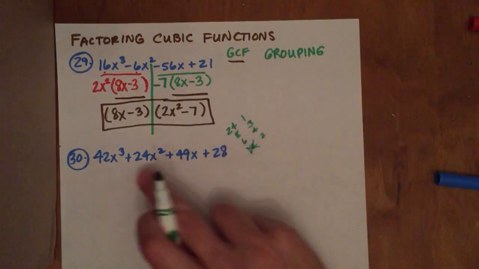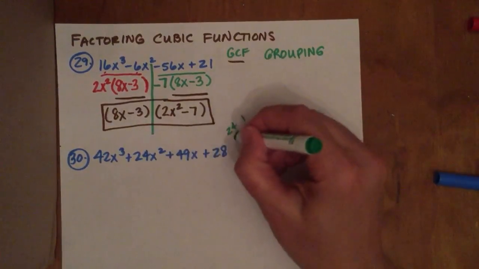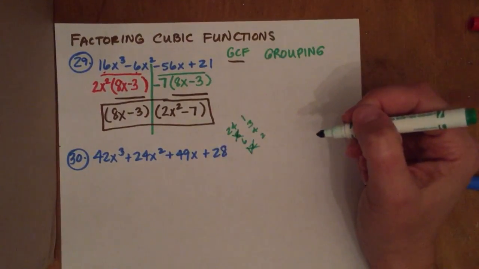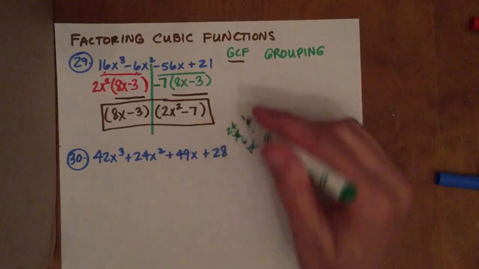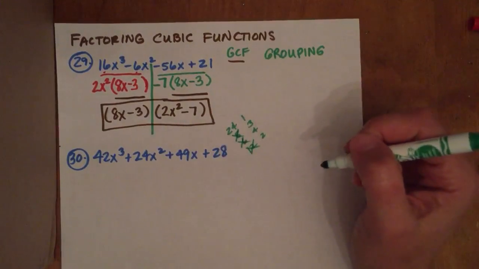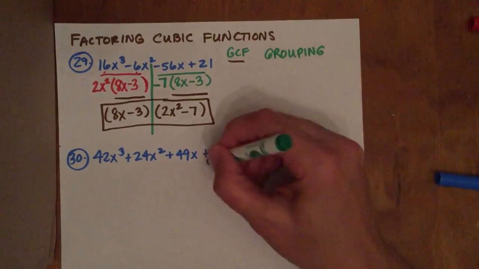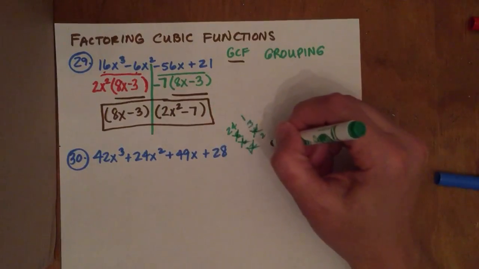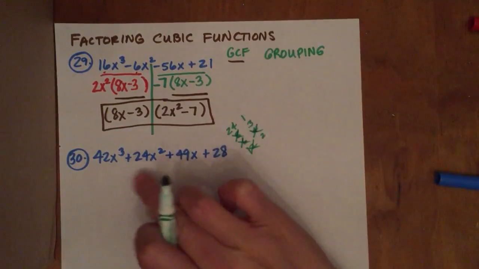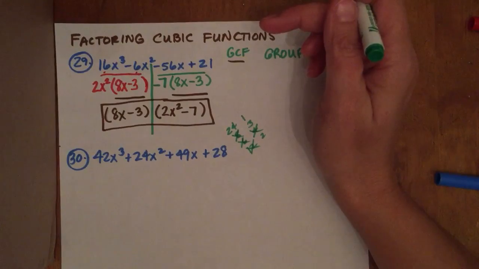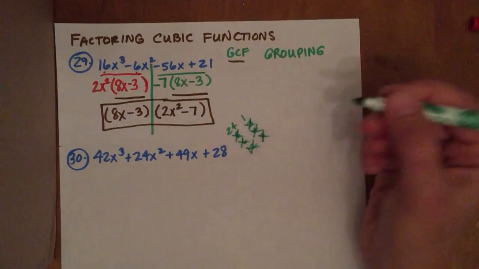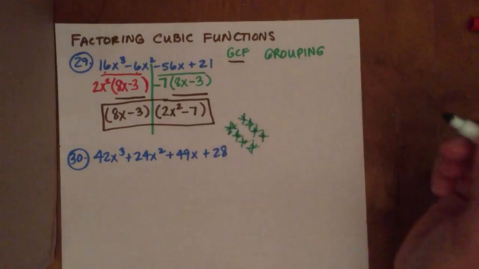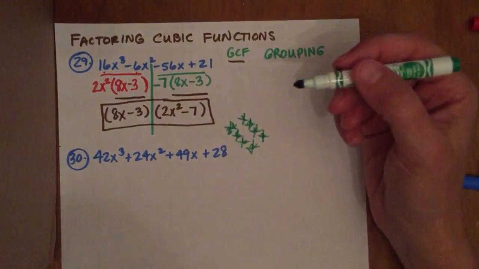Does 8 go into all 4 of these? No, it does not. Does 6 go into all 4 of these? No, it does not. Does 4 go into all 4 of these? No. Does 3 go into all 4 of these? No, it does not. And 2 does not either. So that doesn't really help us. None of these go in there. I mean, the 1 obviously does, but that doesn't help us.